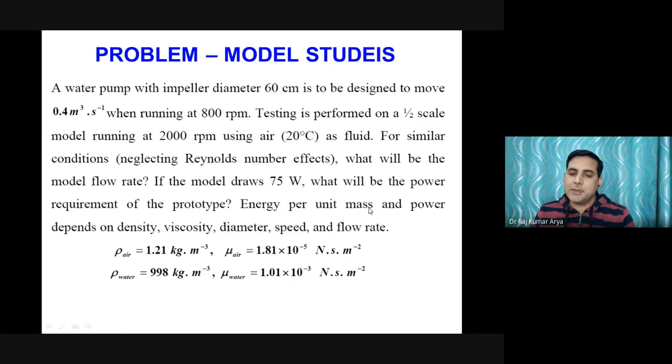Now energy per unit mass and power depend on these. This is what they have given to you. If not given also, you should be able to understand it. Energy per unit mass and power depend on density, viscosity, diameter, speed, and flow rate. That's a common thing. If you are providing energy to a particular fluid, or the power of a pump, it will depend on the density of the fluid, on viscosity, on how big the impeller diameter is, what speed it is moving at, and what the flow rate is. So these are the common things.